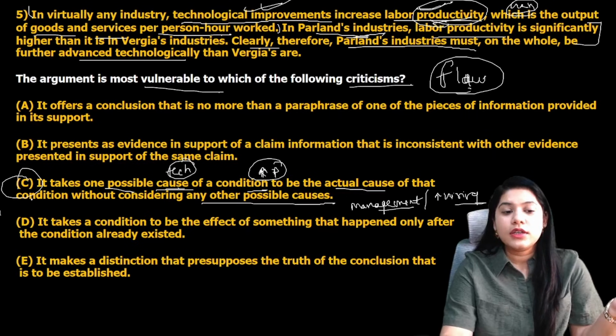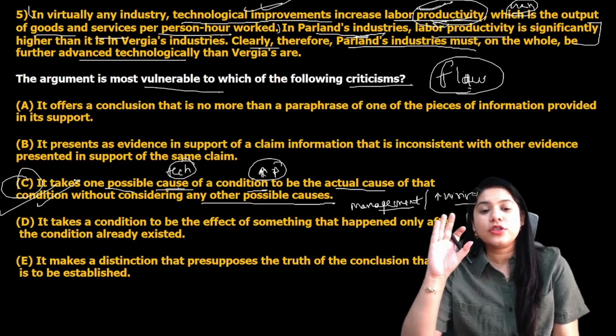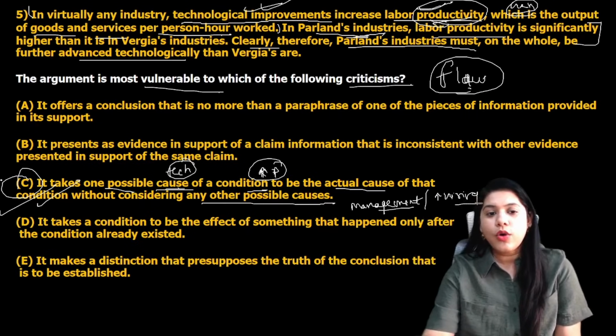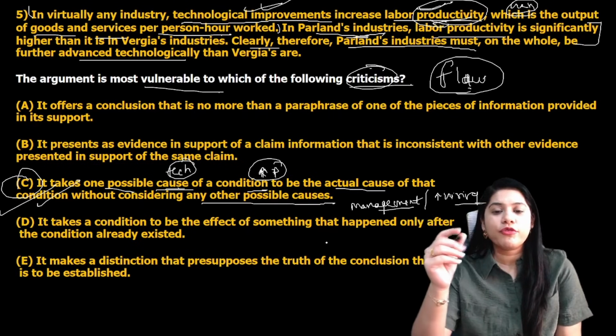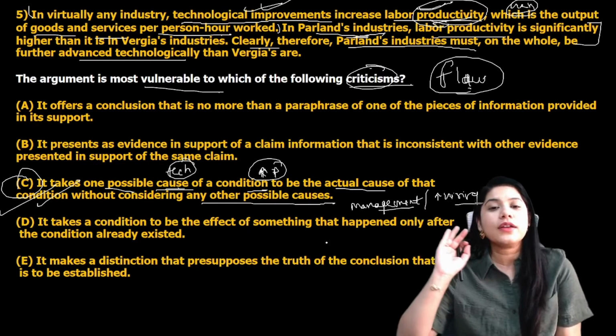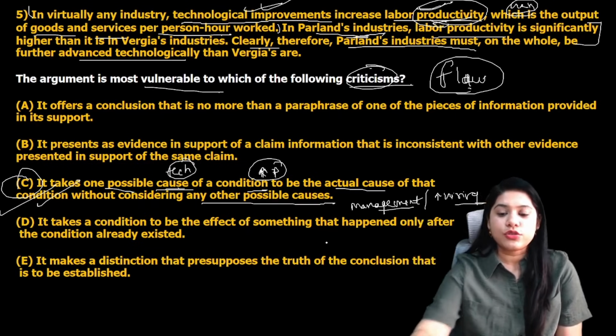So C defines the actual flaw. So in this particular question, if you predict what's wrong, what is the criticism we can do, actually, other options will confuse you if you just try to fit them. If you have the prediction, you will automatically come down to C through process of elimination, without any confusion.